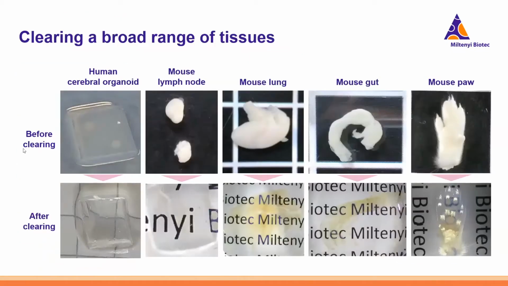What I had mentioned before is that you're not limited to mouse brain hemispheres or tumors. With this clearing kit, you can clear a broad range of tissues, and this is seen here. So as a matter of fact, if you use mouse lymph nodes, lung, gut, or even a paw here, these are nicely cleared and rendered transparent in a very efficient manner.